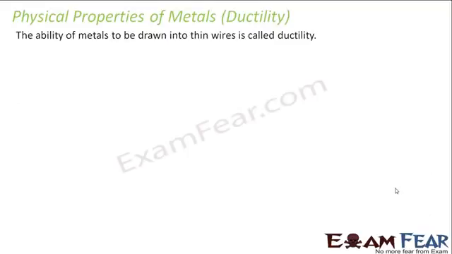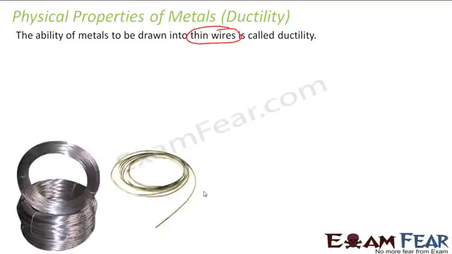Similarly, ductility is nothing but the ability to draw the metal into thin wires. For example, you have this metal and you convert it into small thin wires. Then it's called ductility. Please note, malleability and ductility are different. Malleability means you convert the metal into thin sheets, and ductility is nothing but converting it into thin wires. Both are different.